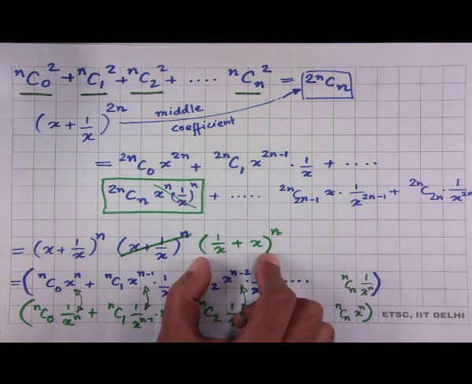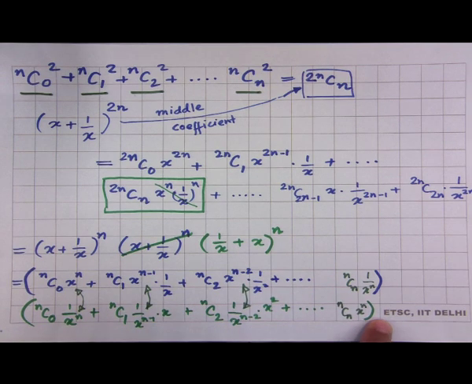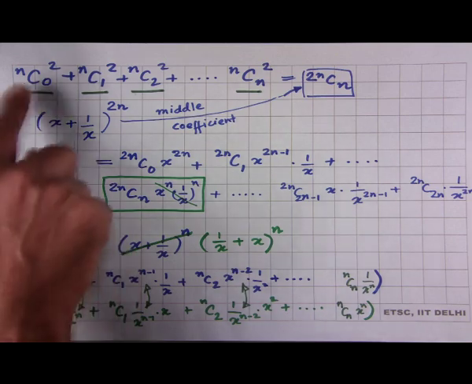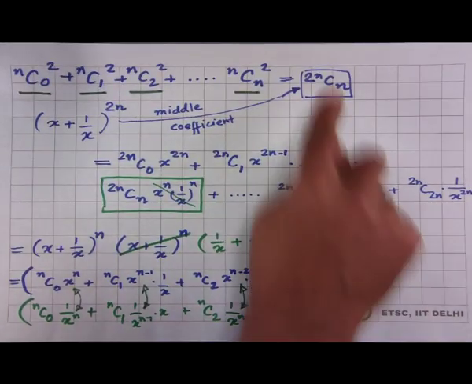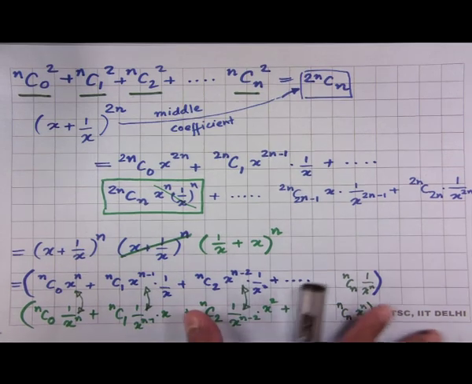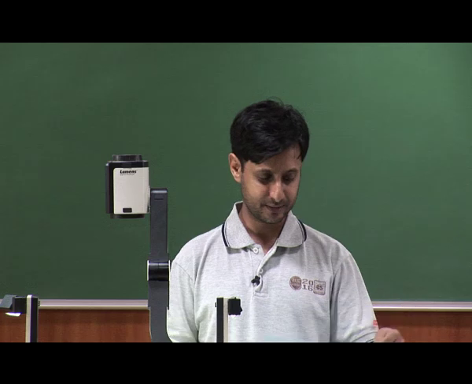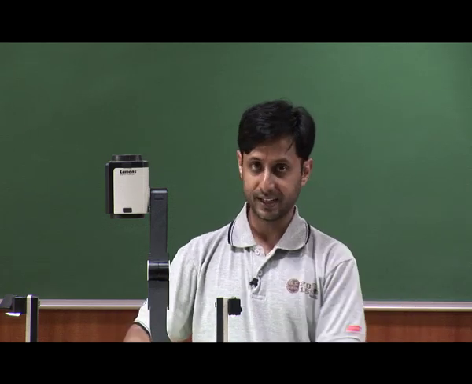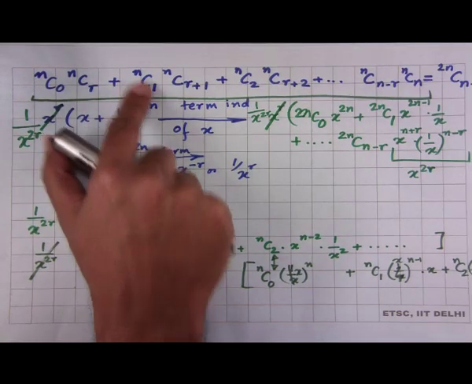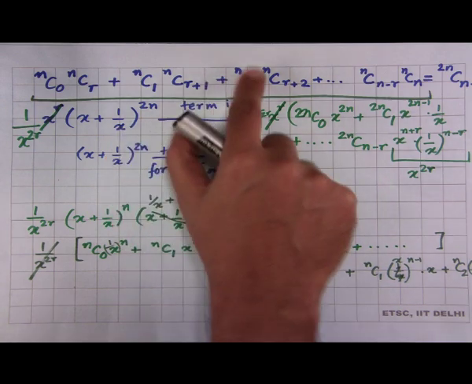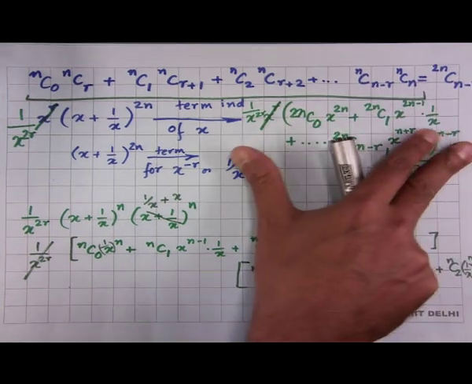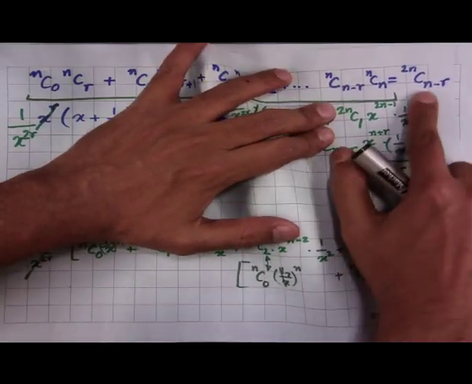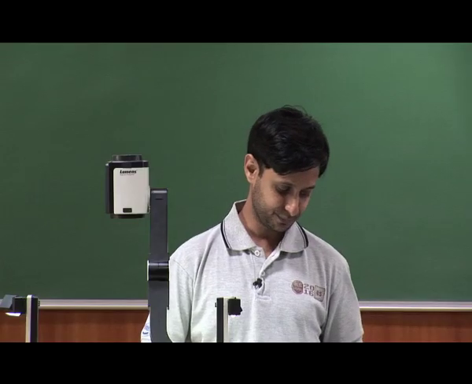And what is the coefficient of the term which does not have an x in it? So you expand one, you expand the other, and then you find that n c 0 squared plus n c 1 squared plus n c 2 squared and so on has got to be equal to 2n c n. You can generalize this a little bit further, and we got the result: n c 0 times n c r, plus n c 1 times n c r plus 1, shifted by 1, plus n c 2 times n c r plus 2 and so on, is equal to 2n c n minus r. So this was also a result that we got.